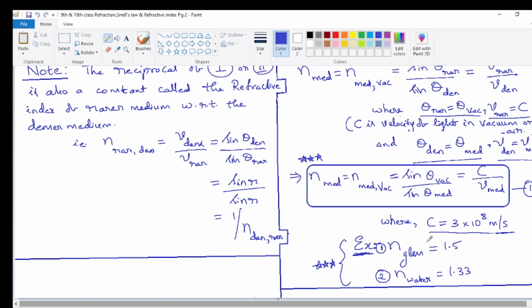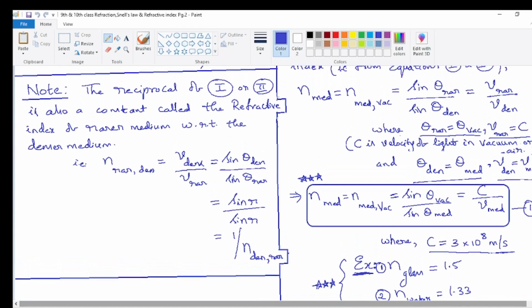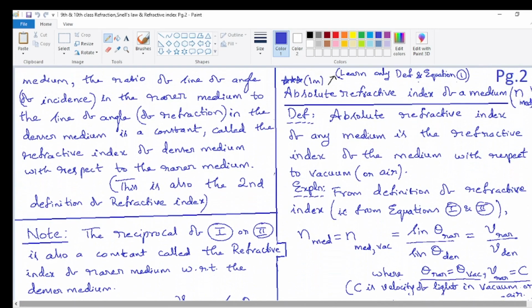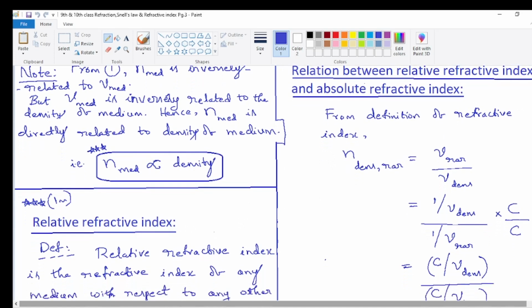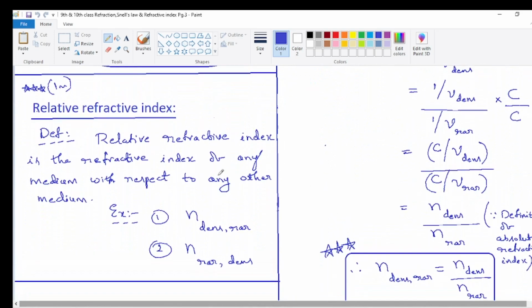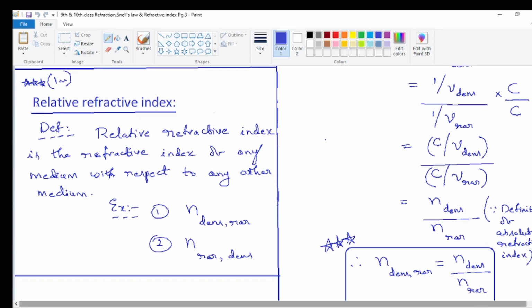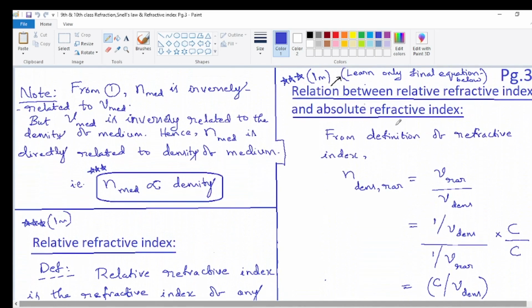They are simple examples. And next, see the page number 3. Relative refractive index, another 1 mark question. According to the marks only they have to be learned. 1 mark means just learn only the definition. Only definition, nothing more. Examples will be useful just for the sake of understanding, but the important thing is definition. That's sufficient.